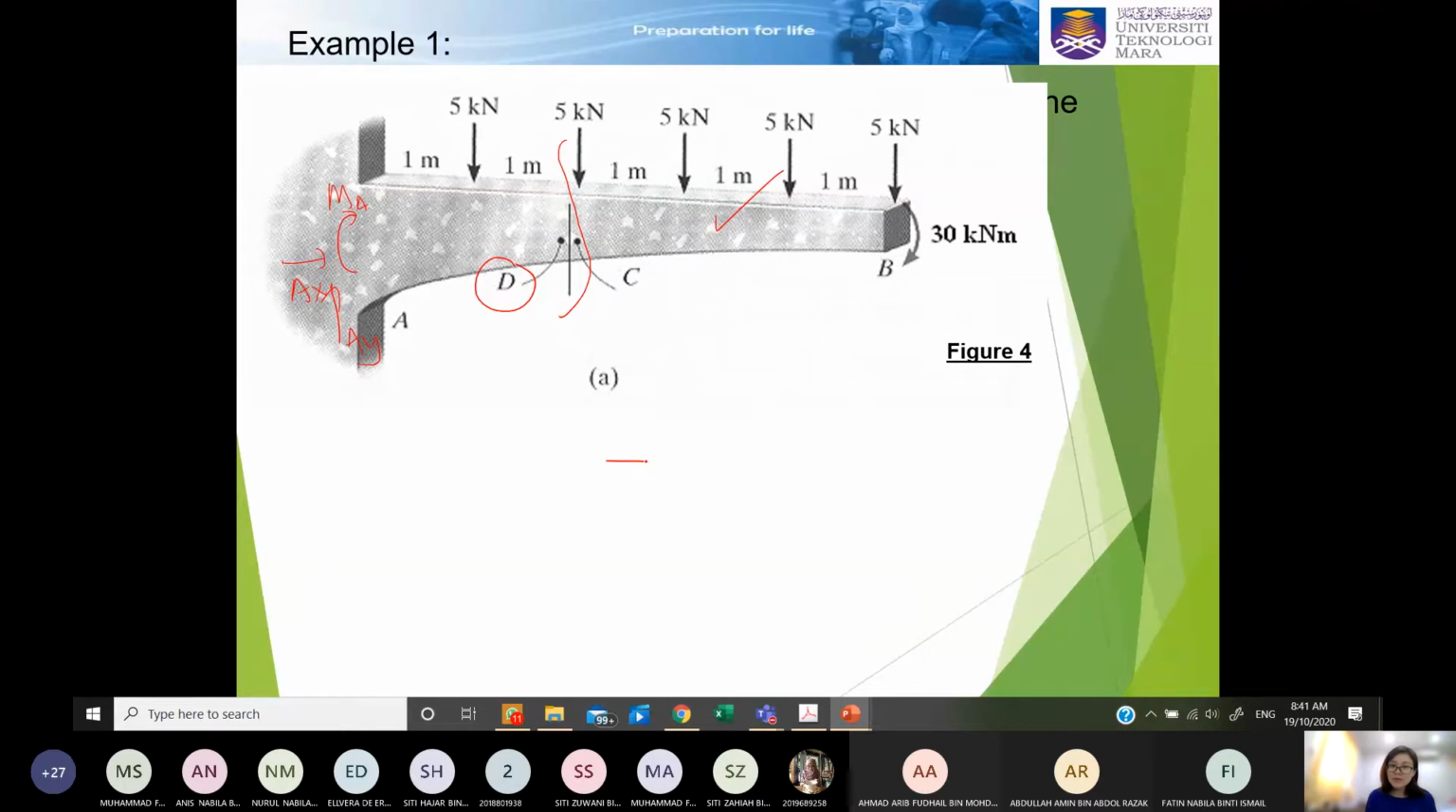Now you are going to draw the free body diagram for this section. Now this is supposedly DB. This is before the 5 kilonewton. Therefore, the 5 kilonewton must be drawn here. Similarly, we put in all the forces, put in all the geometry, and lastly, put in our internal forces.